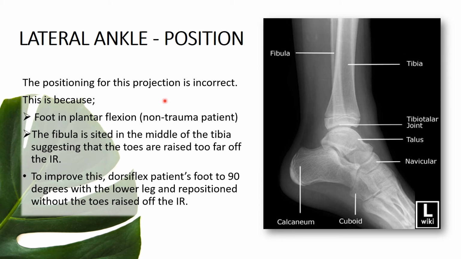Okay, for the positioning for the lateral ankle, the positioning for this projection is incorrect. This is because the foot is in plantar flexion, because this is a non-trauma patient. The fibula is seated in the middle of the tibia, suggesting that the toes are raised too far off the IR. To improve this, dorsiflex the patient's foot 90 degrees with the lower leg, and reposition without the toes raised off the IR.